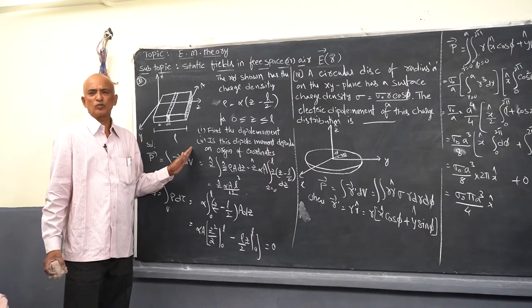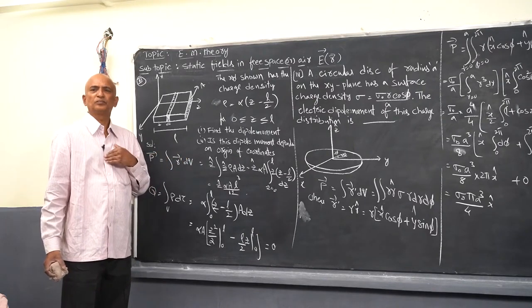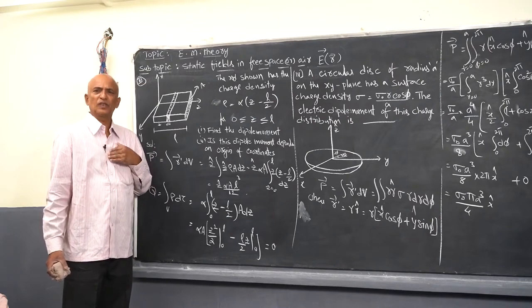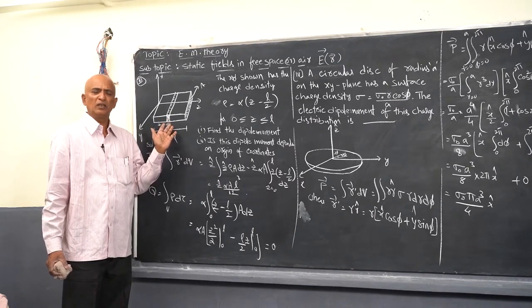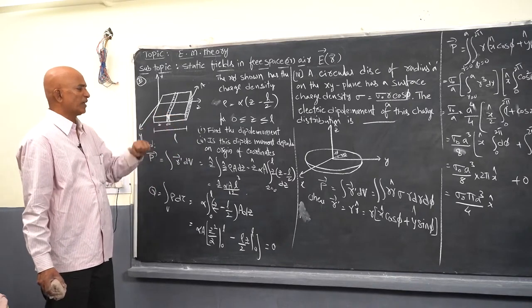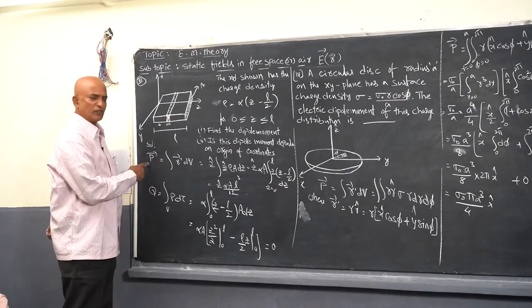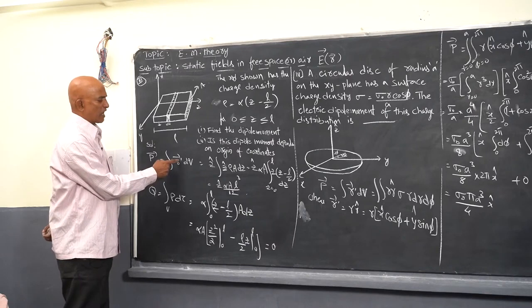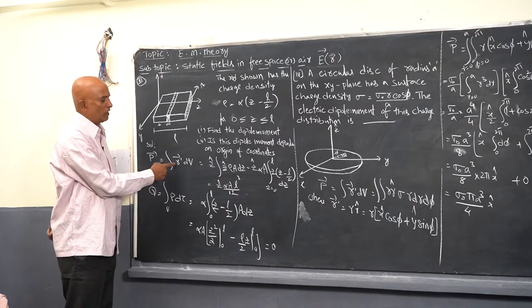I told you already that the dipole moment of a charge distribution usually depends on the origin of coordinates, but there is an exception. What is that exception? If the monopole moment or the net charge of this charge distribution is 0, then the dipole moment does not depend on the origin of coordinates. Now let us see first of all what the dipole moment is. For a continuous charge distribution, the dipole moment is given by p equal to integral of r prime dq, where r prime represents the position vector of the source point, the charge element dq.